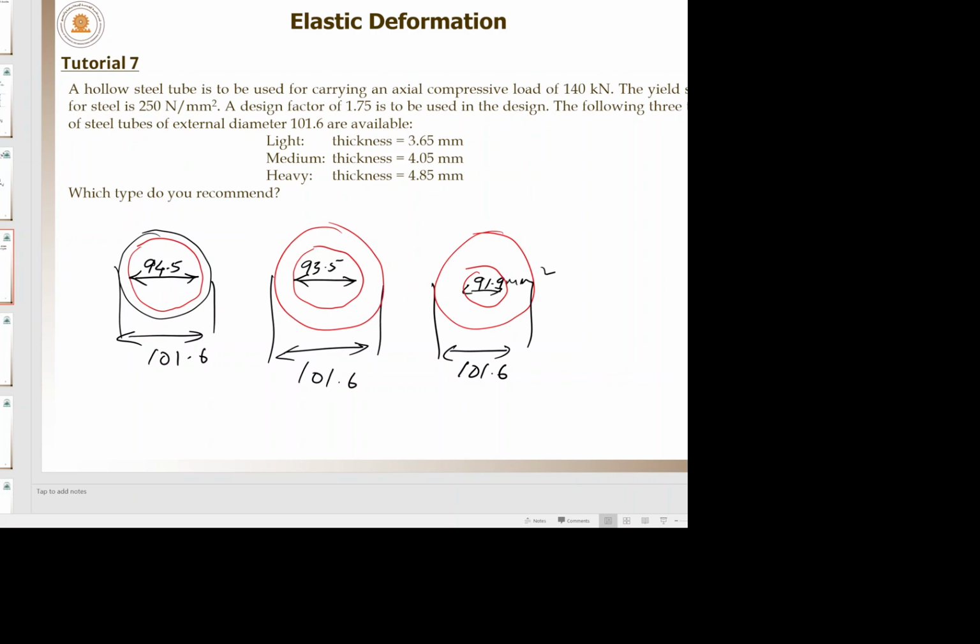Now I need to find out the area of cross section. What is the area of the tube? Area is equal to pi by 4 into d outside square minus d inside square. This is the formula, is it not? So now find out how much: pi by 4 into 101.6 square minus 94.5 square.